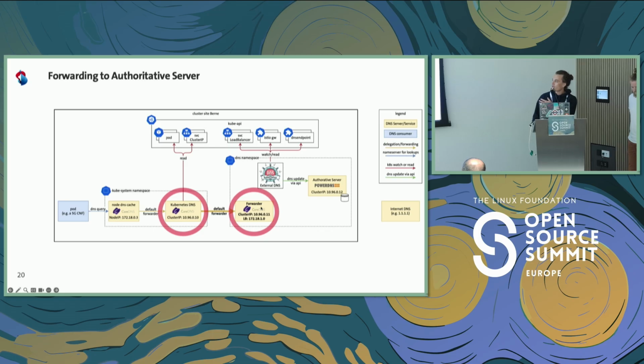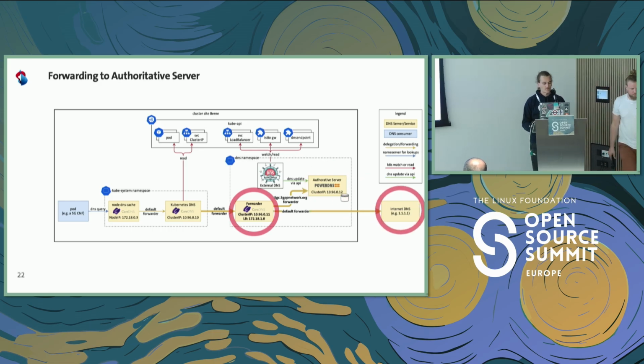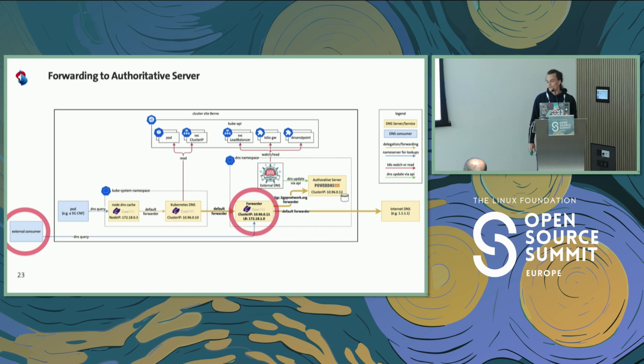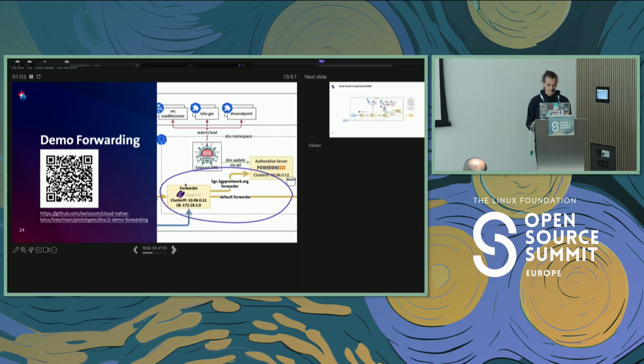Our forwarder then does the triage. So all the requests that are for our domain, the 5gc.3gp.org, are forwarded to our PowerDNS, and all the other requests are forwarded to the internet. Maybe you also saw that there's a load balancer IP on our forwarder. So this is because we have some external consumers. Those are consumers that are not in the cluster. They also need to fetch DNS records, and they call the forwarder from externally. So now in the second demo, I would like to show you how this forwarding works.